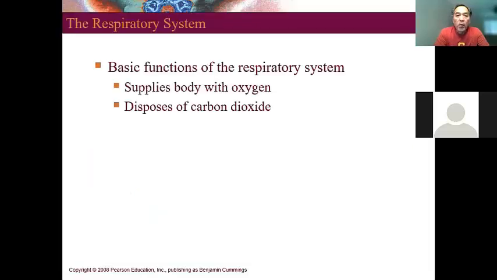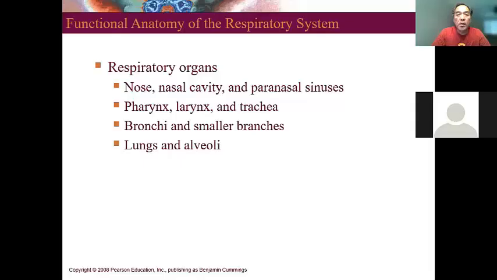Now, for your respiratory system, the basic function of the respiratory system is to supply the body with oxygen coming out from the lung, and we dispose of the carbon dioxide that we get out from the tissue and bring it back to the lung to be exhaled. And that's going to be the function of a respiratory system. So what are the structures of the respiratory system?